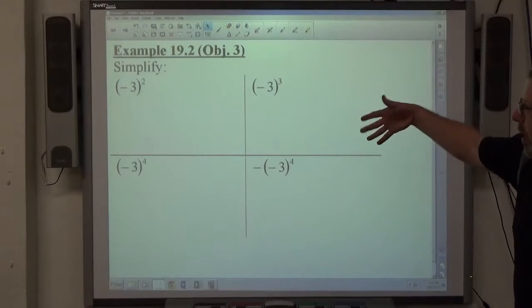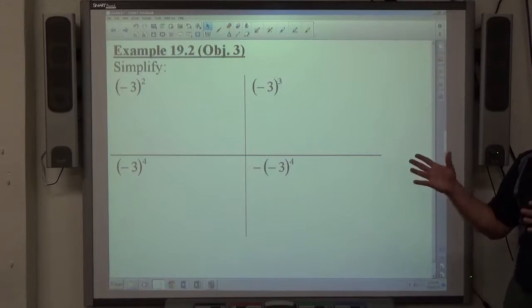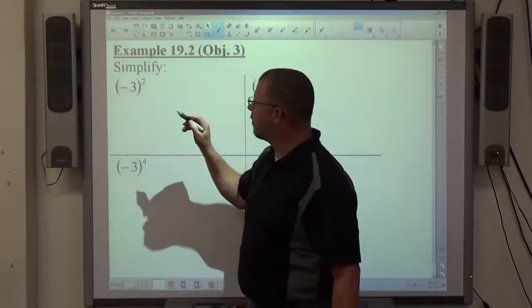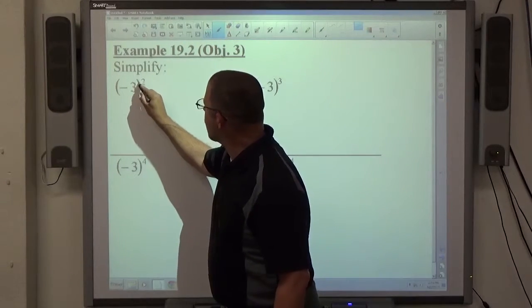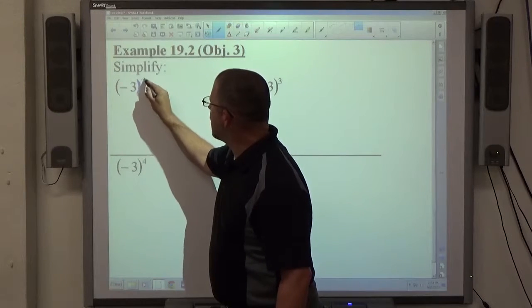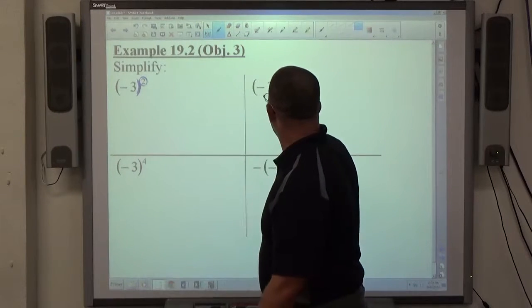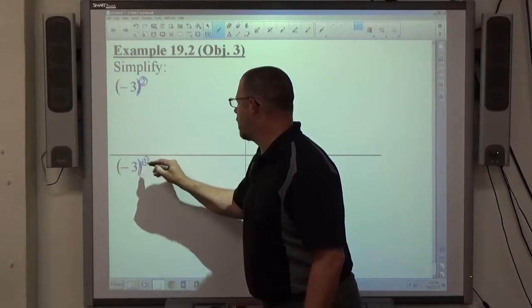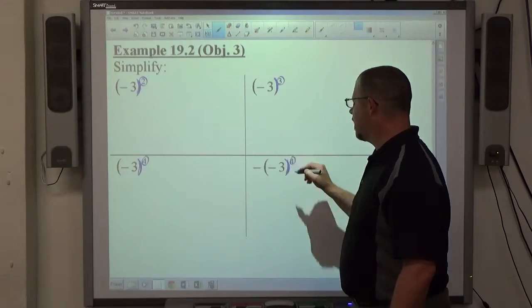Okay, on example 2, now we're getting into the parentheses deal with powers. One thing I want you to notice about each of these, before we actually evaluate any of them: I got parentheses here, followed by the power outside the parentheses. Each of those have that same look: parentheses, power outside, parentheses, power outside, parentheses, power outside.